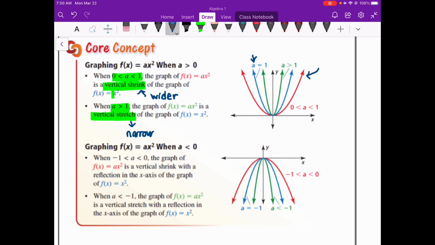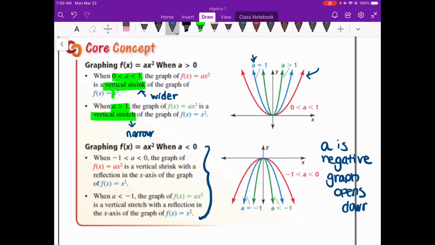Now, the other piece we learned today is what happens when a is a negative number. So don't worry about all of this. I just want you to know that when a is negative, the graph opens down. Now this goes over it formally. You can have this down, but this is the most important thing you should know.